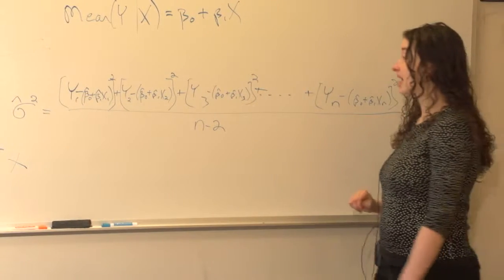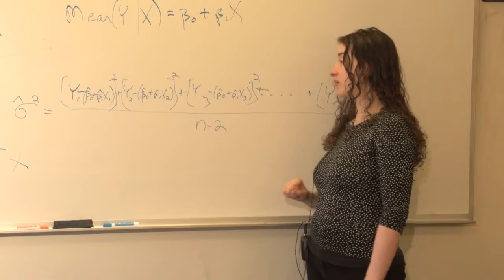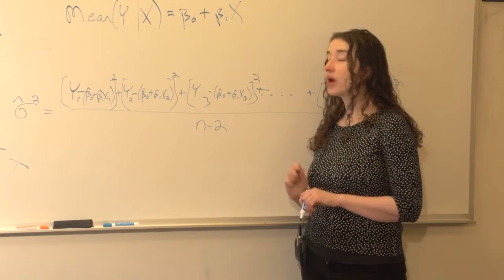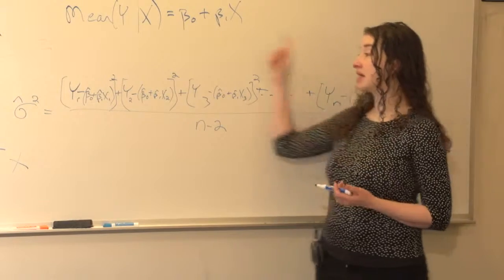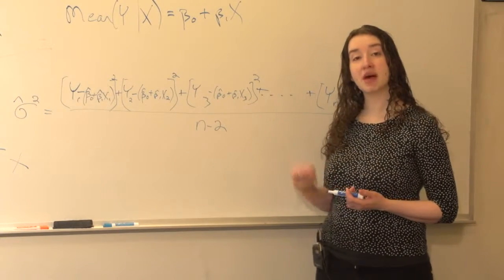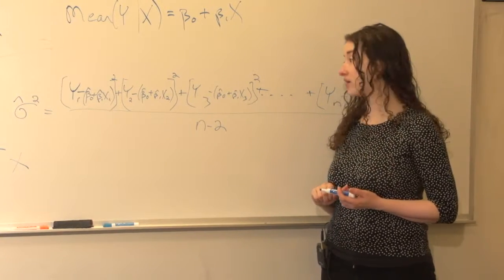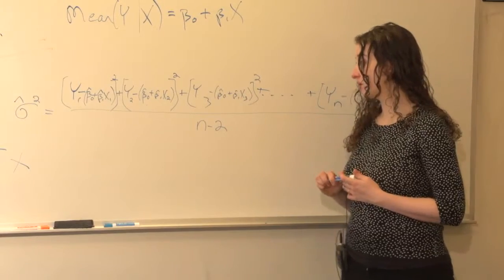So I haven't said yet how we're going to actually estimate beta 0 and beta 1. It turns out that the way we come up with estimates of beta 0 and beta 1 is to minimize this quantity, to minimize the sum of the squared residuals. How would we do that?